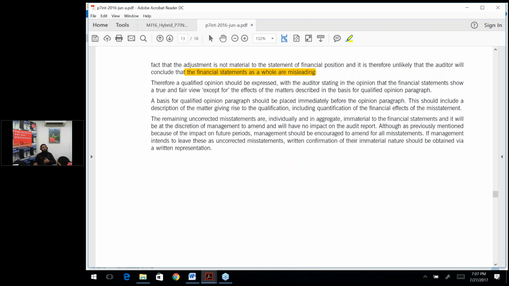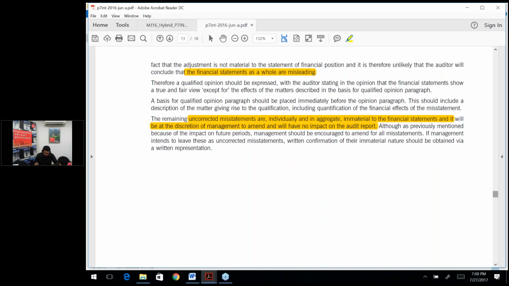So you see, it has to be ideally material to both the things, so that it could lead to misstatement. Now, it says a qualified opinion should be given. Furthermore, the remaining uncorrected misstatements are individually immaterial to the financial statements, and it will be at the discretion of management to amend them, and will have no impact on the audit report. That's what the auditor says.